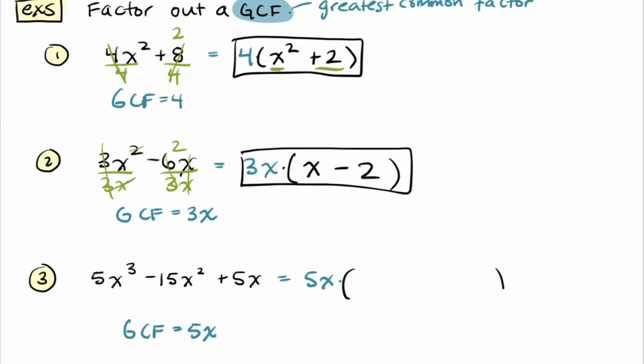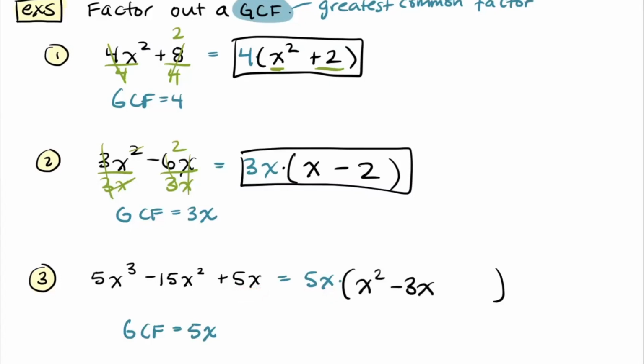What's left over? Open up a set of parentheses. Think about it: if I were to distribute this in here, to undo what I'm doing, I would need to end up with 5x cubed. So I need an x squared to remain, minus 15x squared. If I were to bring this back in, I would need to multiply 5x by a 3 to get the 15, and an x to the first to get the x squared. So minus 3x.